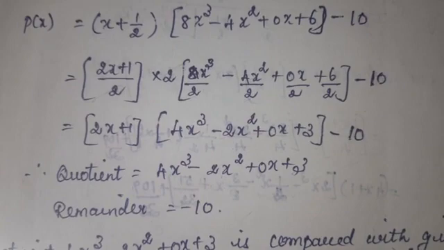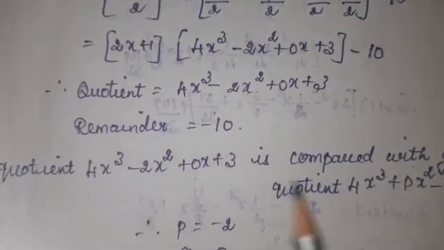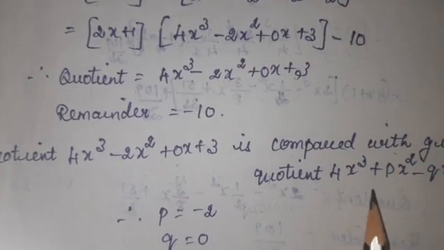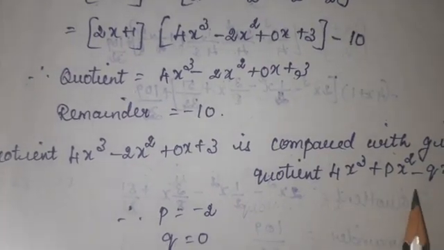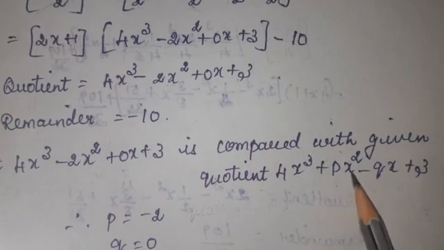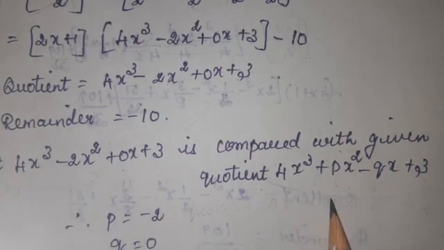Now question 1, the quotient is given. So this is the quotient we found here, which is compared with the given quotient. What is the given quotient? In the question they gave one quotient, that I have written here: 4x cube plus px square minus qx plus 3. So in the question they gave that quotient, and this is the quotient we found. Both quotients you should compare.